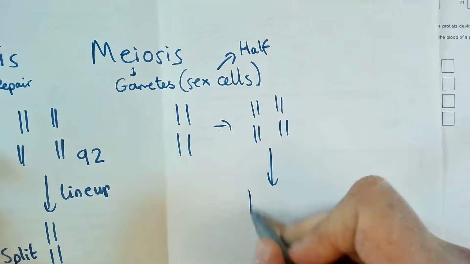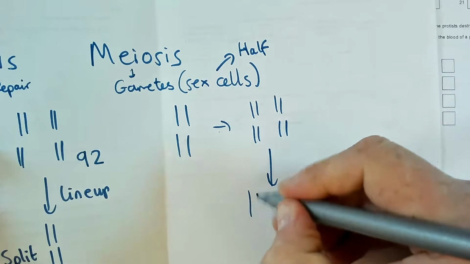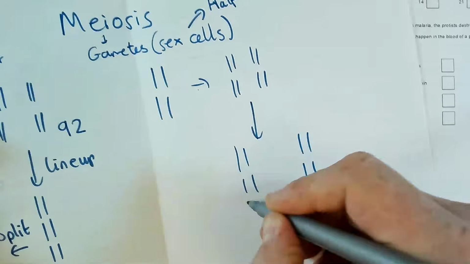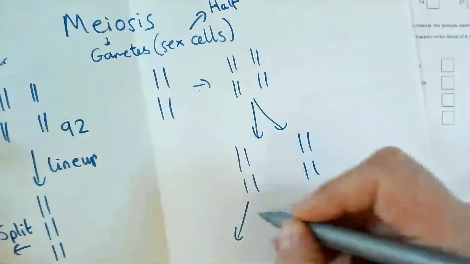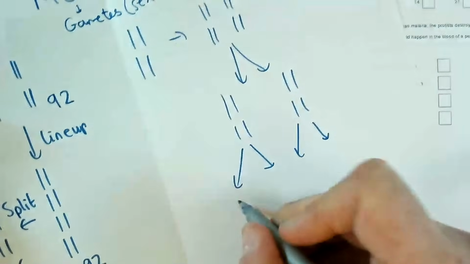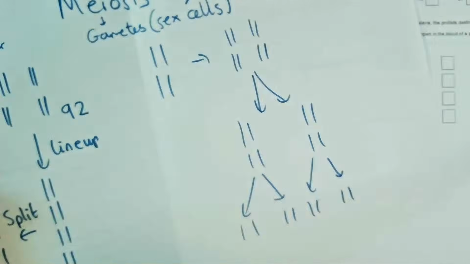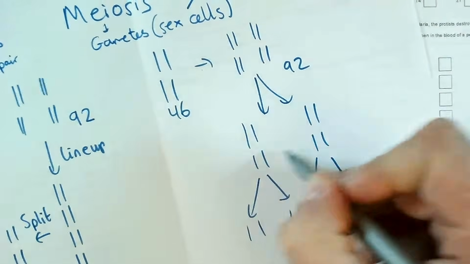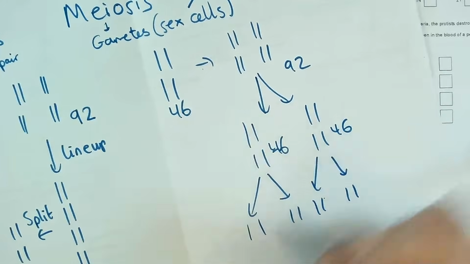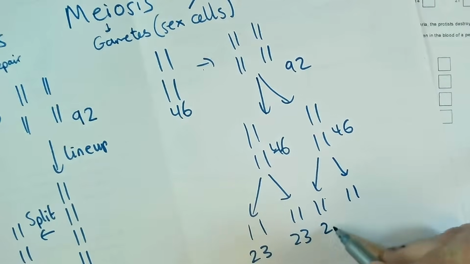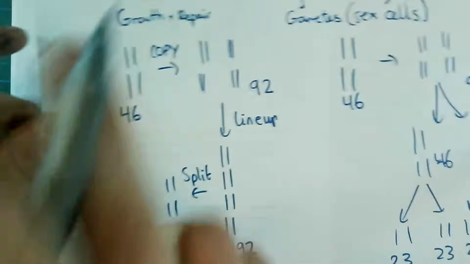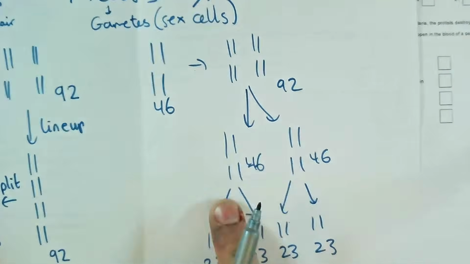So we're here, and then we actually divide twice. So we split twice. So we started with our 46, we're up to 92. Now we went to 46 again, and now we ended up with 23. Here we started with one cell and ended up with 2. Here we started with one cell, we ended up with 4, but they got half the amount. Okay, right, let's put it into action.